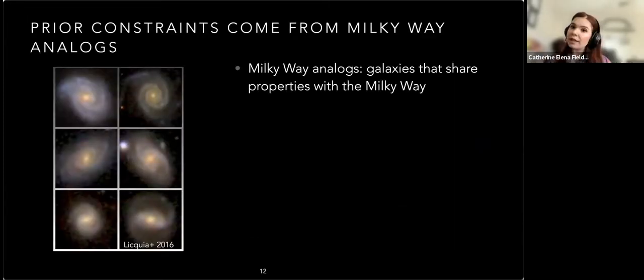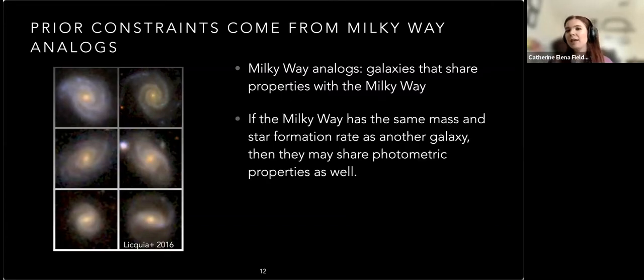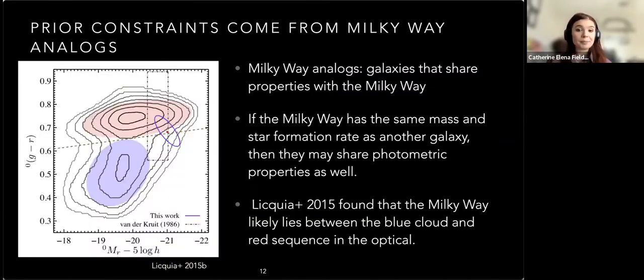So prior constraints on the colors of the Milky Way come from something called Milky Way analogs. This was a lot of work done by a prior graduate student of my PhD advisor, Jeff Newman. So this is work done by Tim LeQuay. What he did was look in SDSS and find galaxies that shared some properties with the Milky Way. So the idea is that if the Milky Way has the same mass and star formation rate as another galaxy, then they should also share photometric properties.